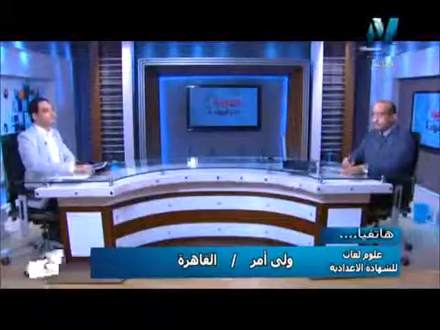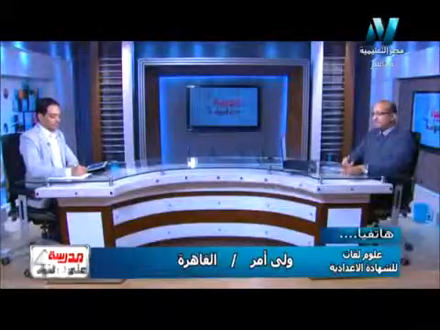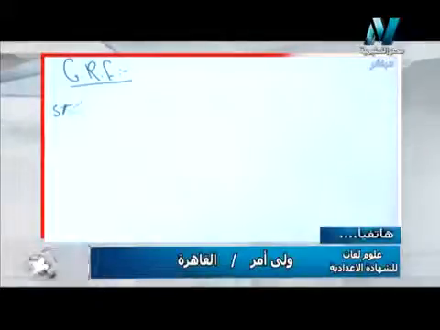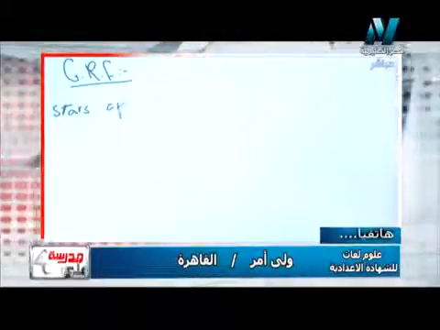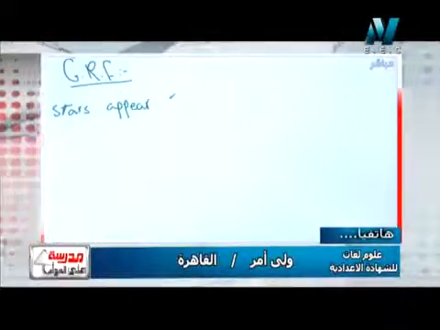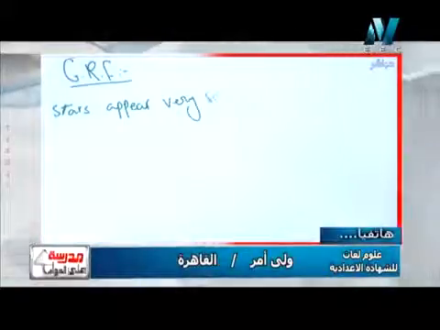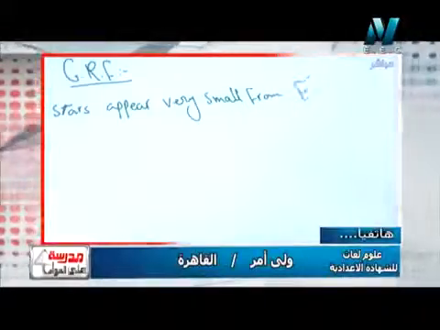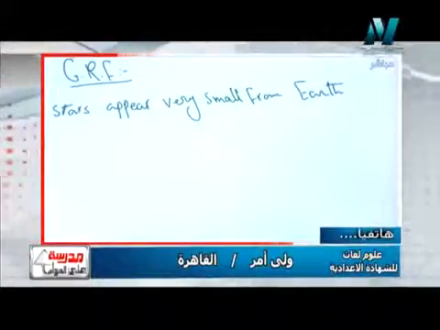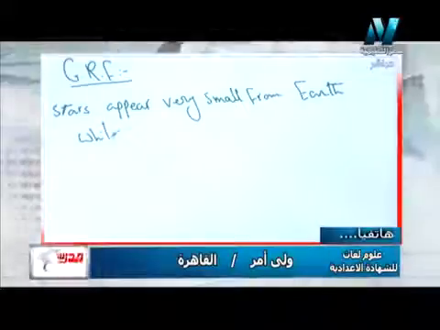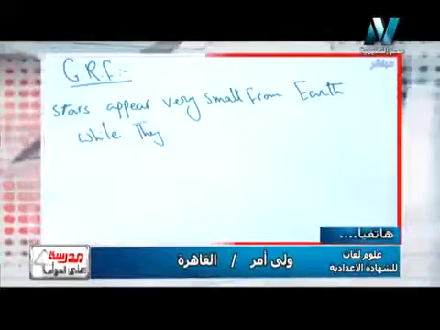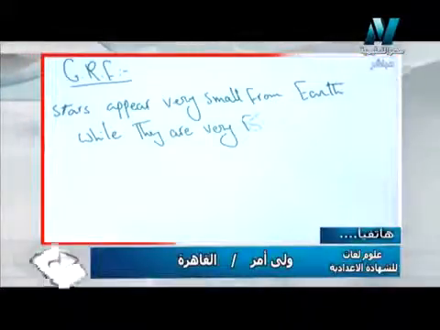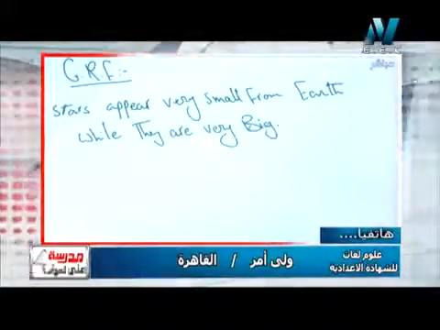Give reason for: stars appear very small from earth, while they are very big. Okay. تاني سؤال. Give reason also.